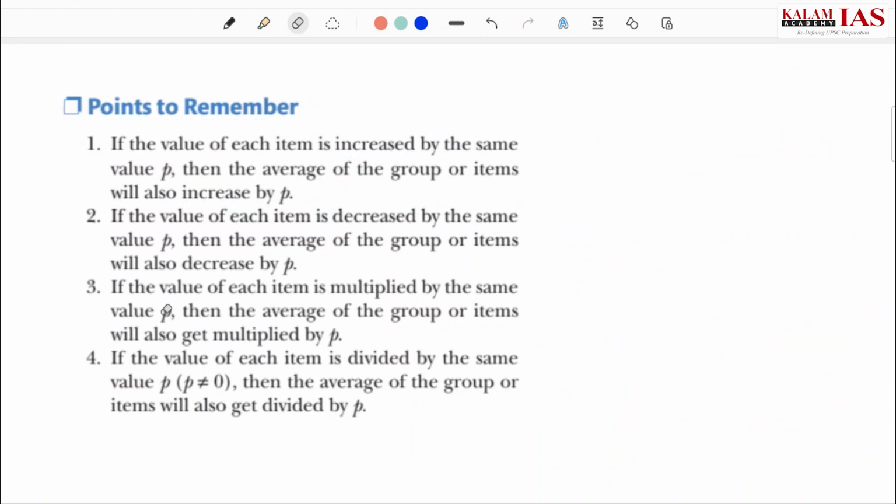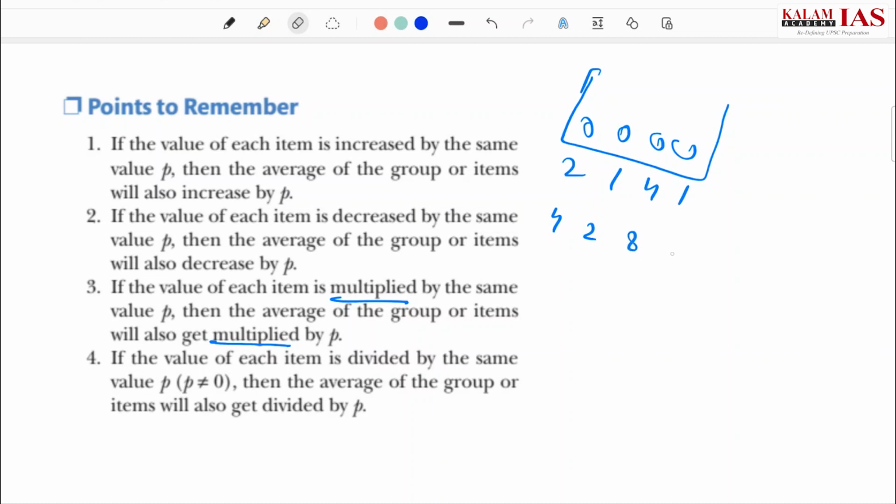Now the next thing: if the value of each item is multiplied by the same value P, then the average of the group is also multiplied by P. Let's take the same example. 4 balls, 2, 1, 4, 1, the weights. Now let's multiply each of these values by 2. The new weights will be 2 into 2, 4, 1 into 2, 2, 4 into 2, 8, 1 into 2, 2. Average of this new weight will be 4 plus 2 plus 8 plus 2.